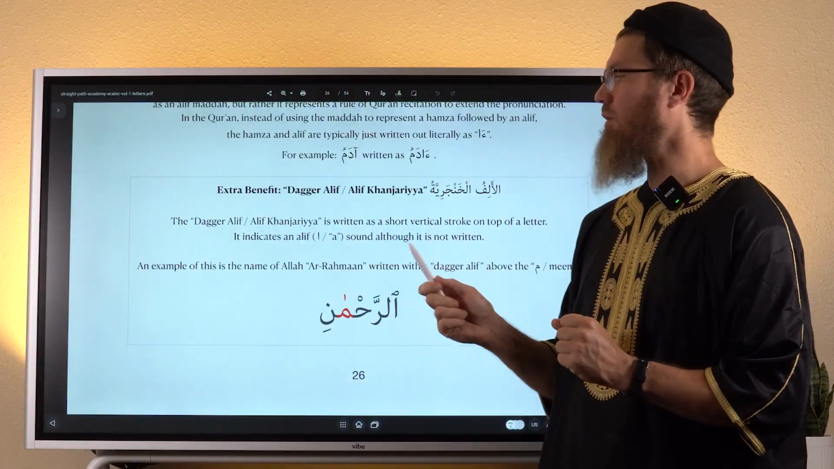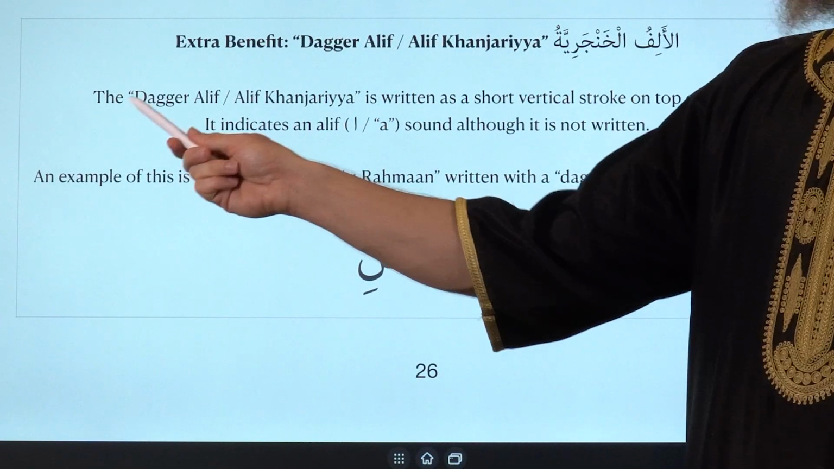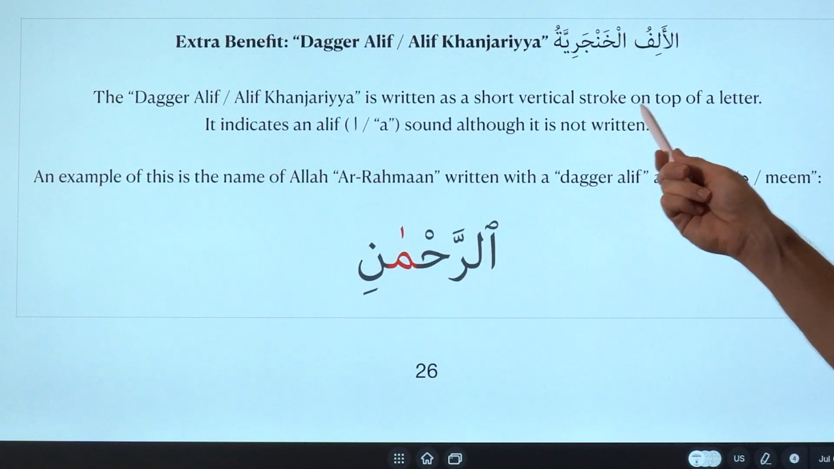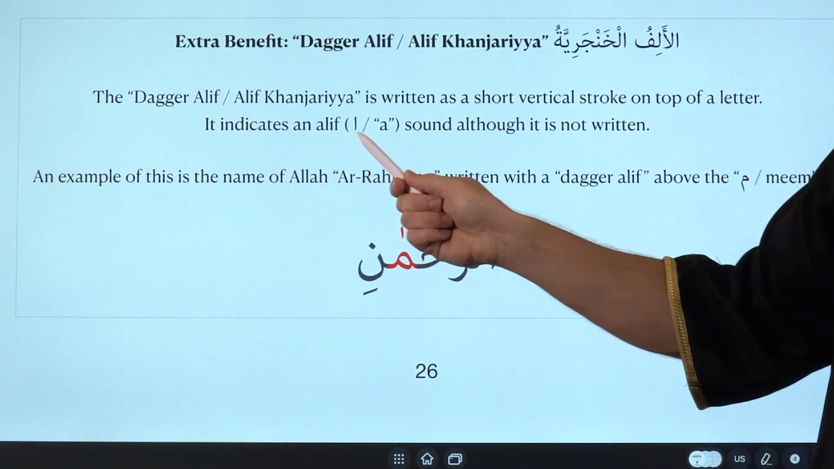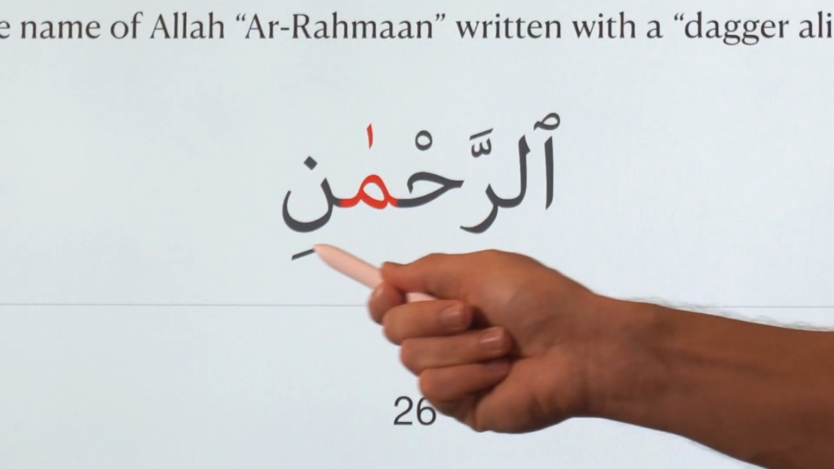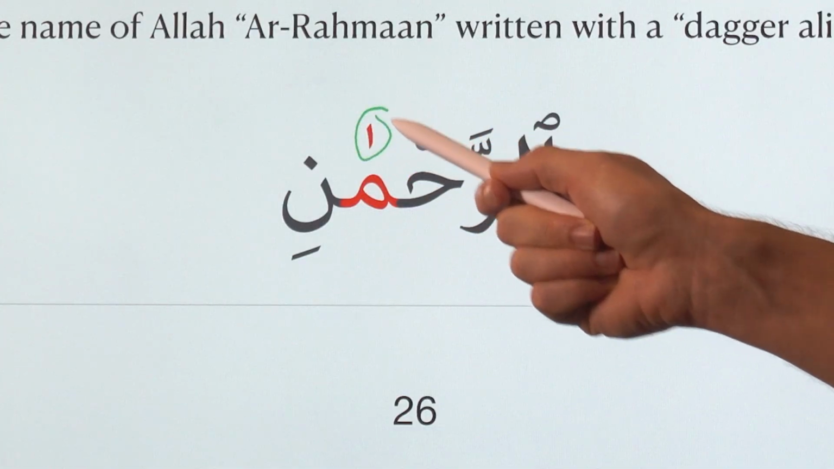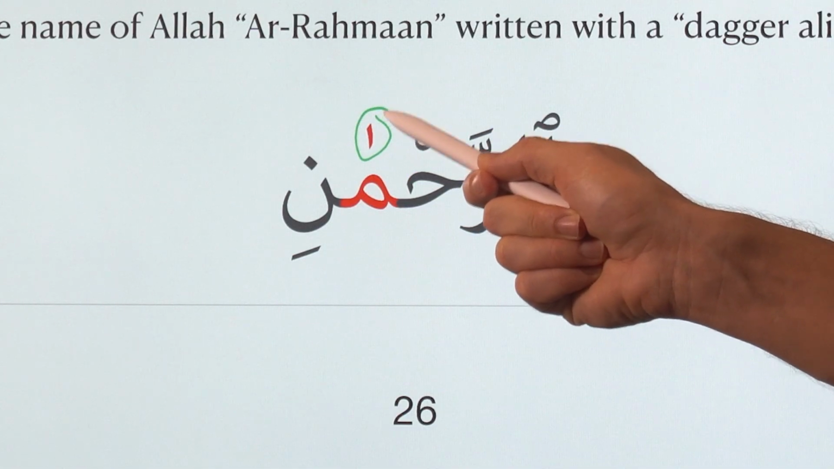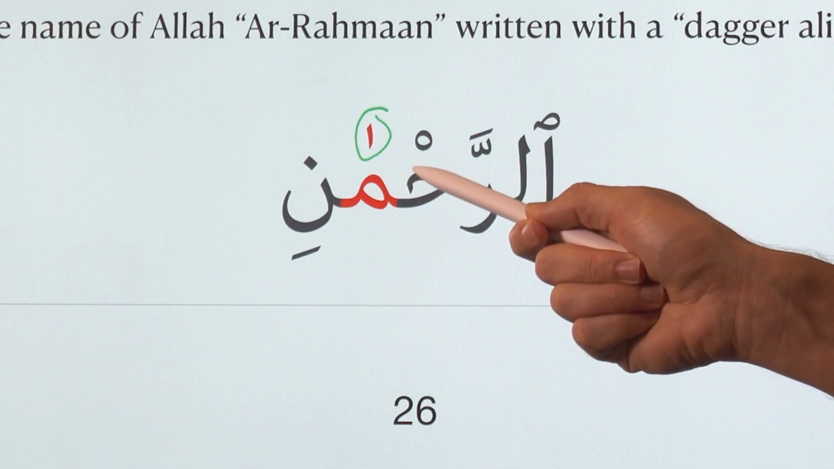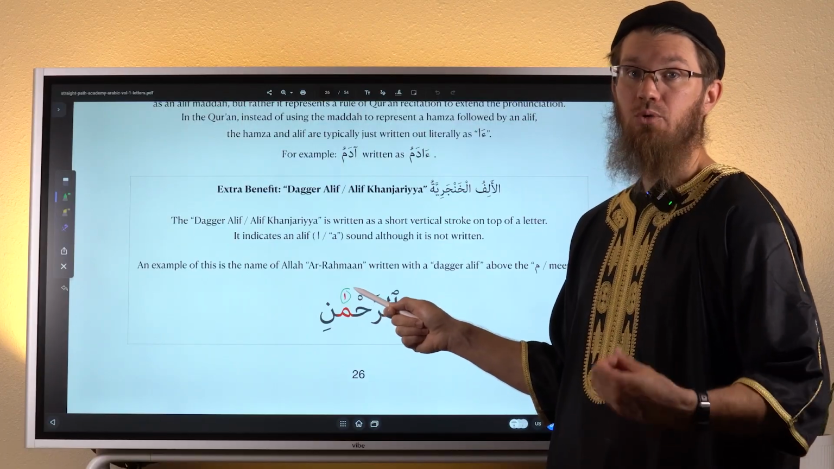And this is regarding what we call the dagger alif, or alif khanjariya. The dagger alif, or alif khanjariya, is written as a short vertical stroke on top of a letter. It indicates an alif, although it's not written. So for example here, if we look at the name of Allah, Ar-Rahman, we see this line above the letter Mim. And that line is a dagger alif, indicating that after the Mim, after that M sound in the name Ar-Rahman, we're going to pronounce an alif. There's an A sound, Ar-Rahman.